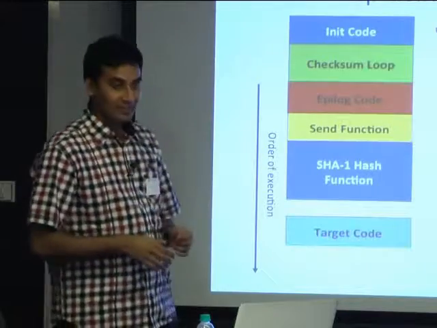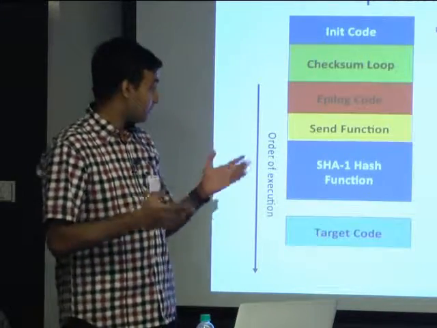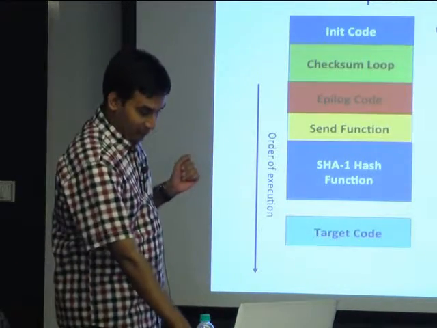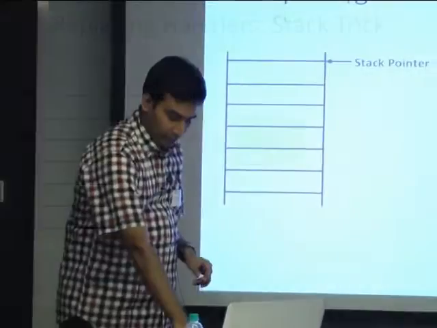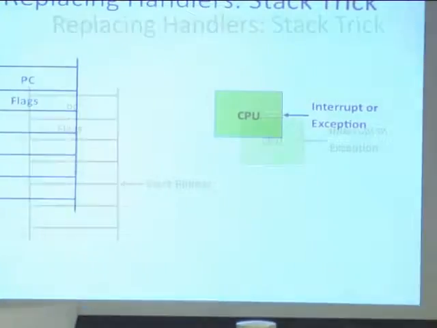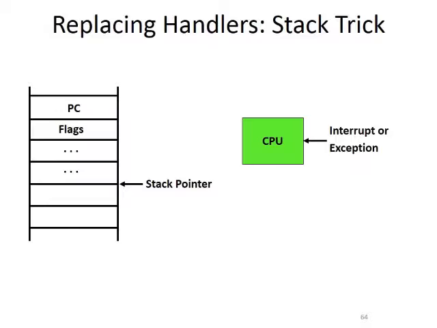So again, as before with the memory copy attack, this appears impossible. So what did we do? We said, let's try and use the stack for this purpose. So as we know, when a CPU receives an interrupt or exception, state is stored in the stack, right?